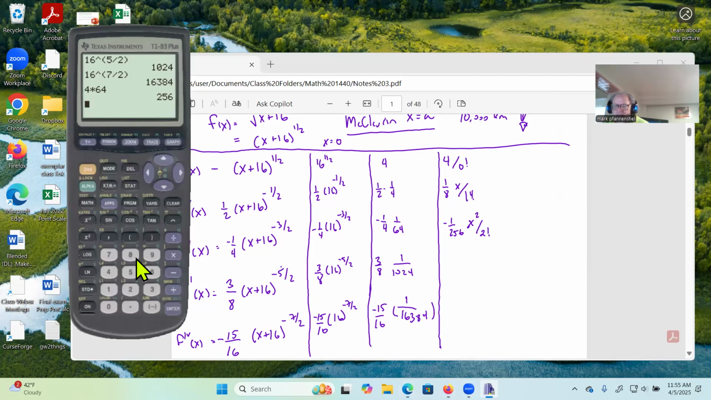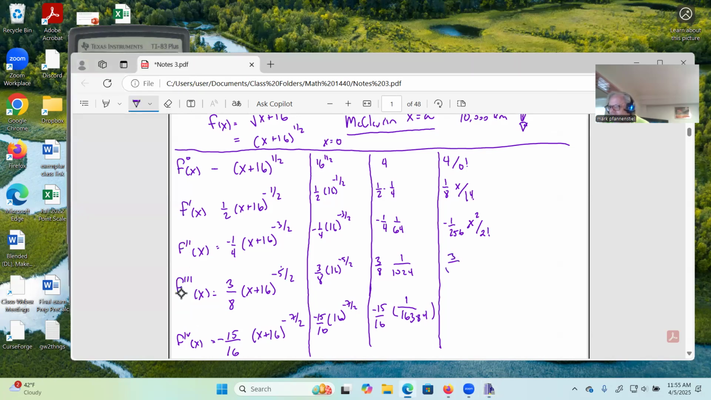So I'm just going to go ahead and say 8 times 1024. All right, so that was 8192. So we have 3 over 8192. That's 8 times 1024 times x cubed over 3 factorial. Okay, and we're almost there.